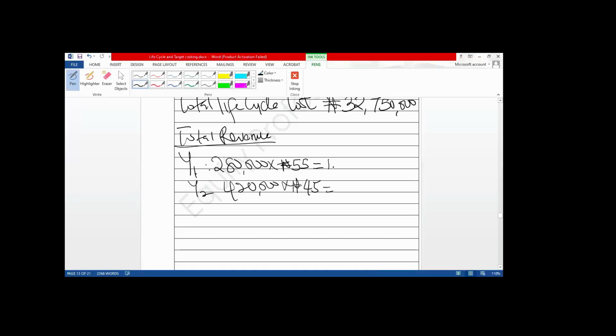15.4 million. Next, 18,900 for the second year. Total, 34,300.